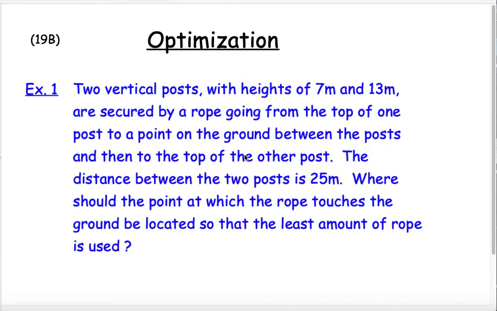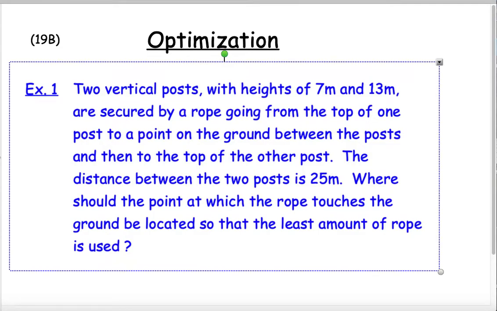Let's say we have two vertical posts. One of them is 7 meters tall and the other is 13 meters tall. They're going to be secured by a rope going from the top of one of the posts to the point on the ground between the posts and then back up to the top of the other post. Where should the point at which the rope touches the ground be located so that the least amount of rope is used? All right, so that's what we're dealing with.